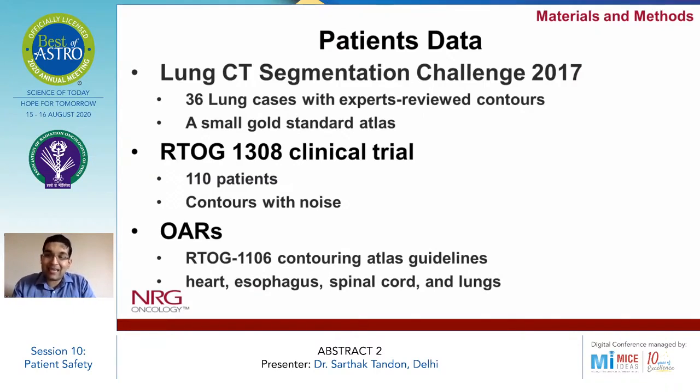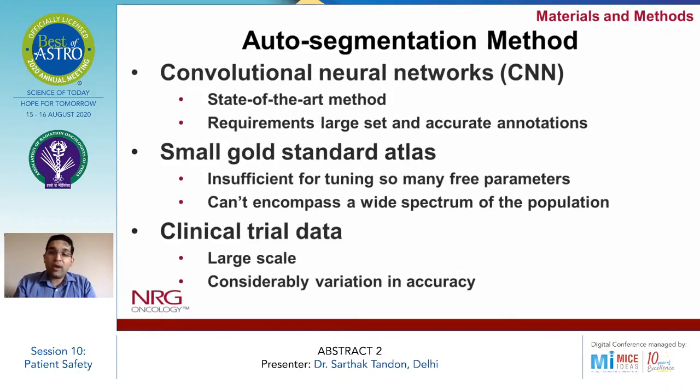Next, please. So what they've done is that they've taken patient data sets from the study, which was a gold standard atlas from the lung CT segmentation challenge back in 2017. So this had about 36 cases. Then they took 110 cases from the NRG Oncology RTOG 1308 trial. How they divided these 110 patients is probably what we'll see in the next slide. The OARs that they studied were heart, esophagus, spinal cord, and lung, left and right. The manual contours of the gold standard atlas were drawn according to the RTOG 1106 contouring atlas guidelines. Next, please.